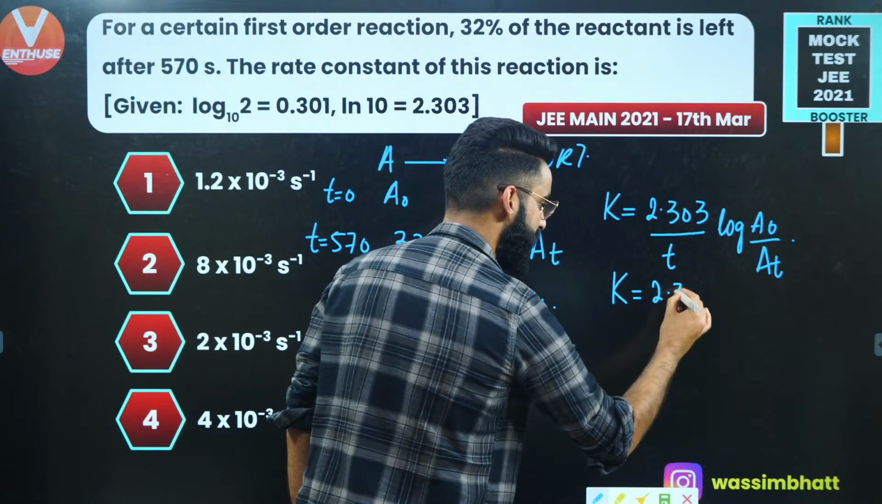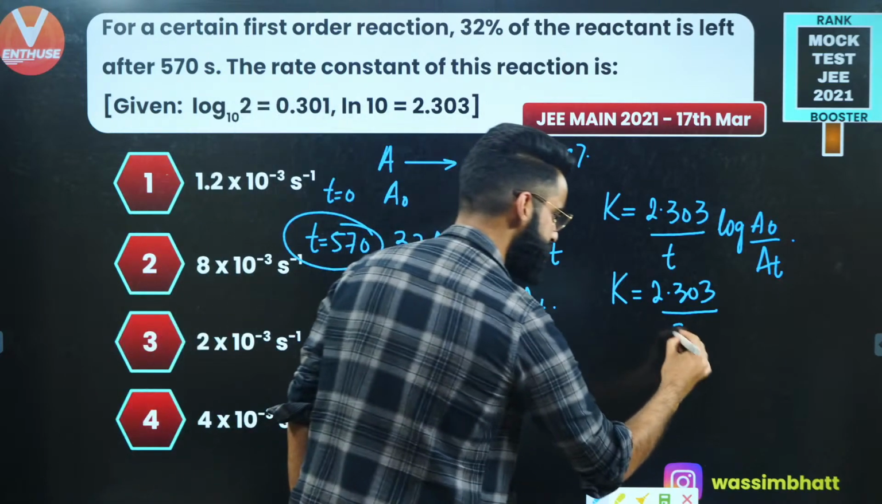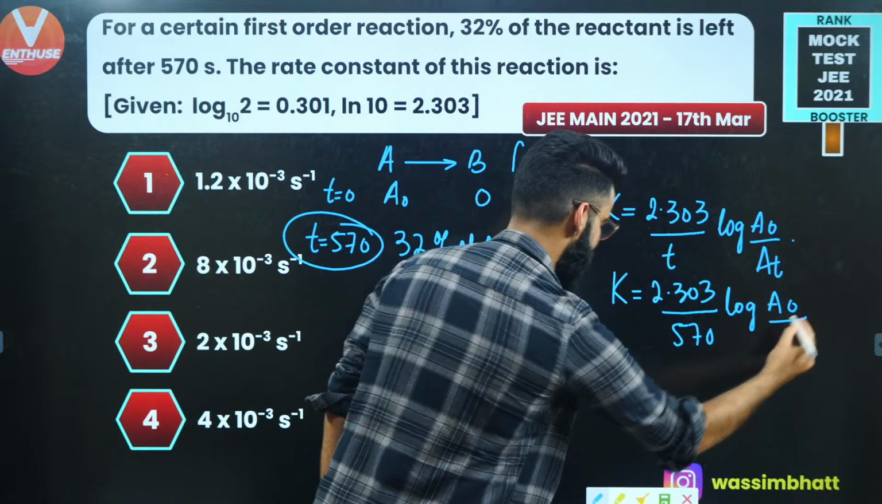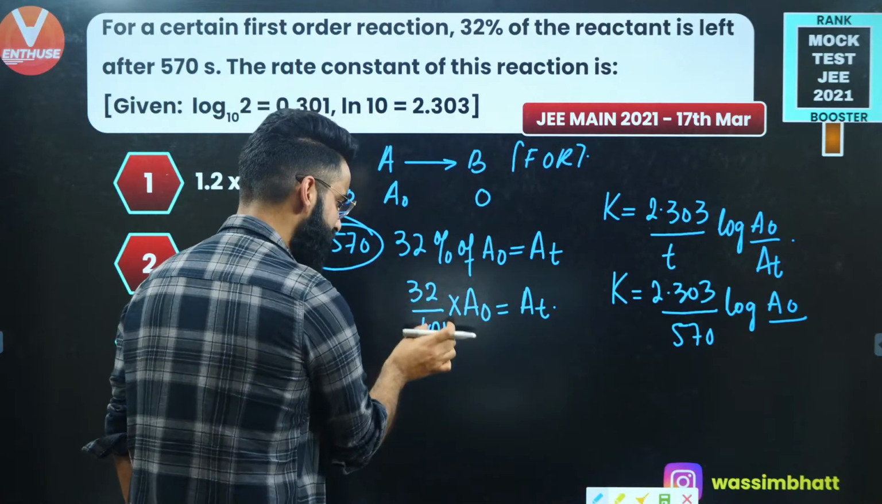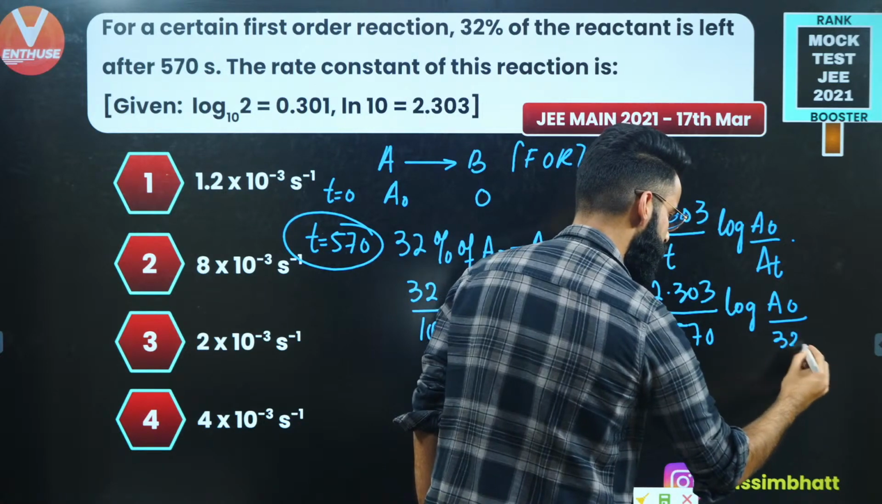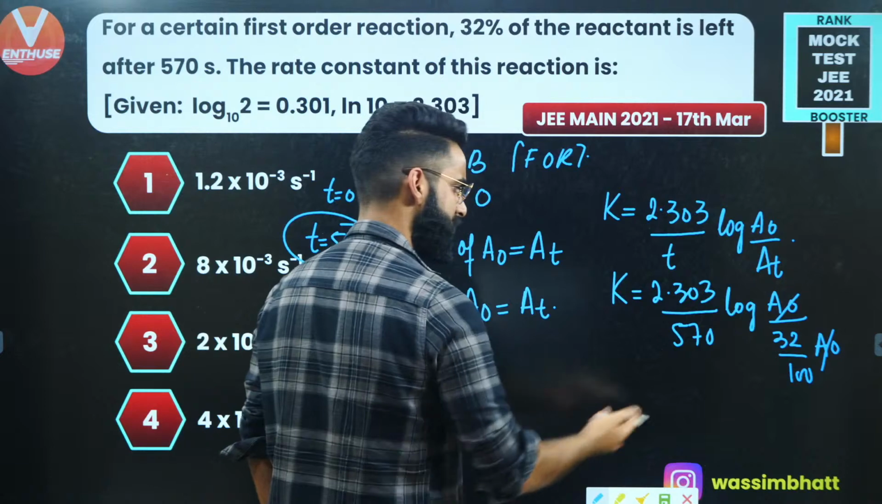It's going to be equal to 2.303 divided by T. The T value is given to me as 570 seconds, times log of A0 divided by AT. What is the value of AT? AT is 32 divided by 100 multiplied by A0, right? Can I say A0 gets cancelled out? Now how to solve it?